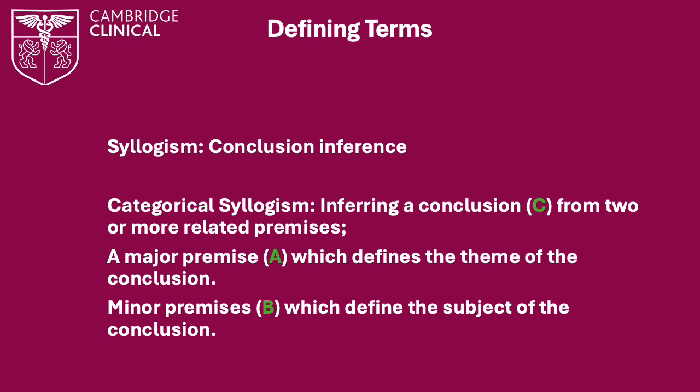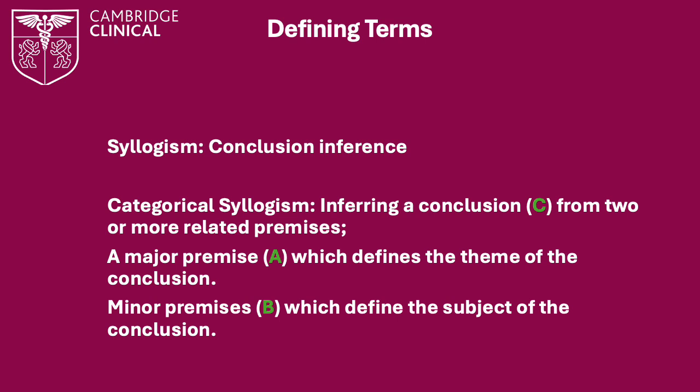So what exactly are syllogisms? Well, simply put, a syllogism is just the inference of a conclusion from some other sources of information. So more specifically then, a categorical syllogism is when a conclusion is inferred from two or more premises.